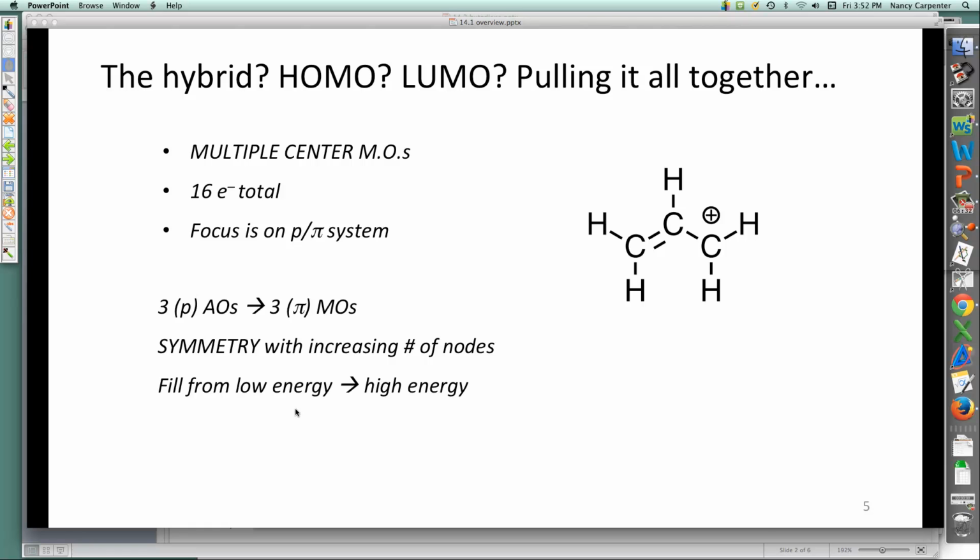Then when we have completely constructed the molecular orbitals that make up our system, we can take the electrons that we know are part of the system and fill our molecular orbitals from low energy to high energy, and then ascertain what is our HOMO, the highest occupied molecular orbital, what is the LUMO. And you recall from that kind of information we can predict how a reaction will take place.